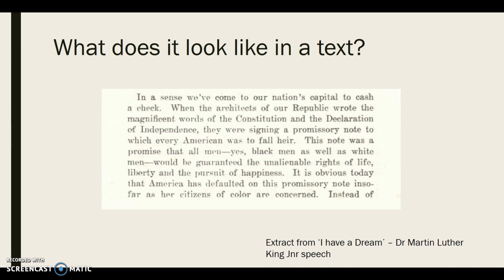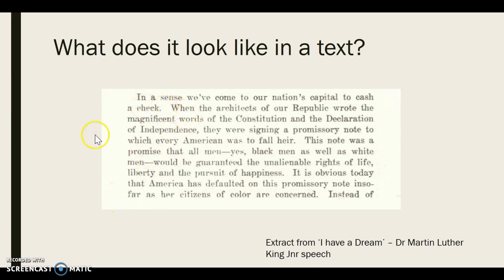So this is an extract from Dr. Martin Luther King's I Have a Dream speech. It's just one small section. He uses a lot of lexical chains in his speech, which are quite extraordinary. He is an amazing writer, amazing speaker. And if we have a look at just this one simple section, you'll see what I mean.